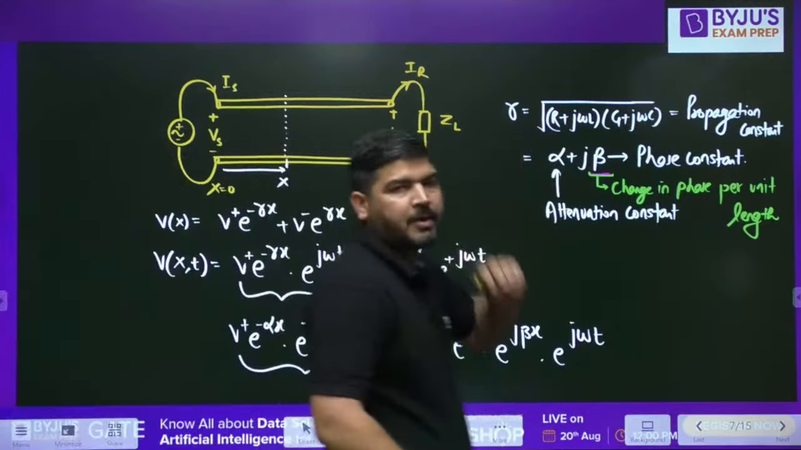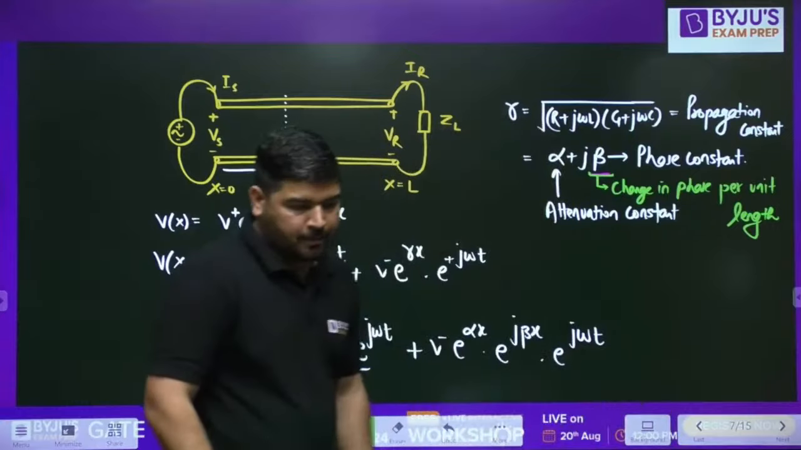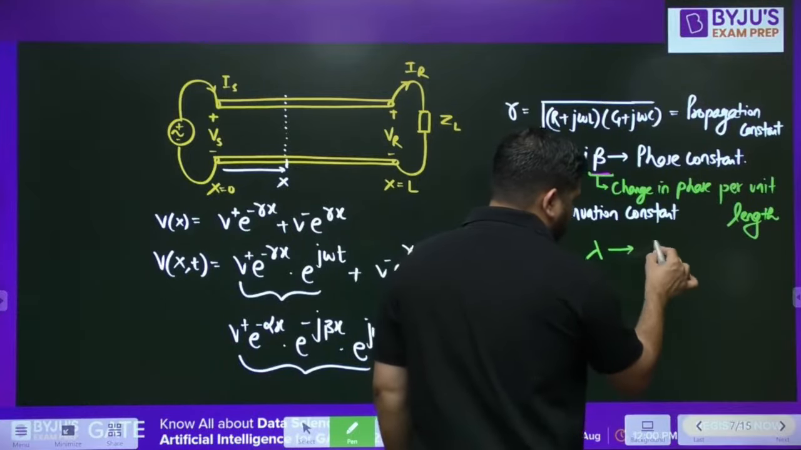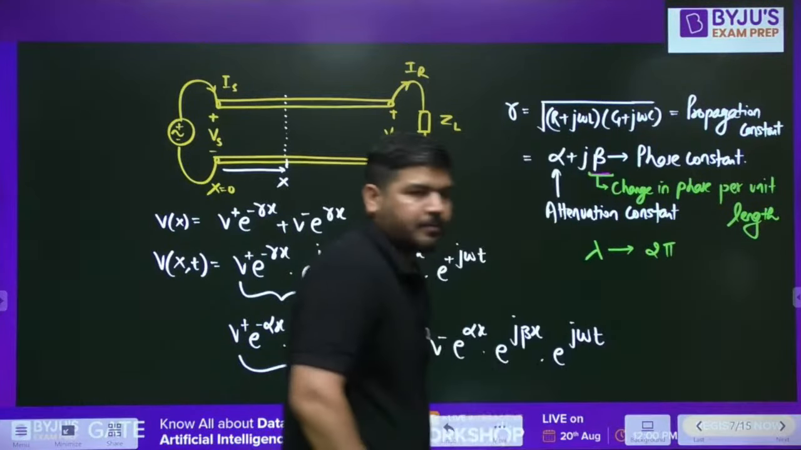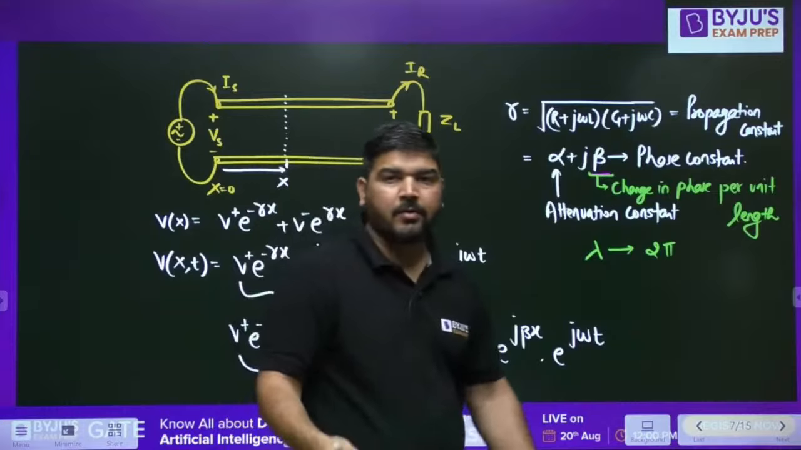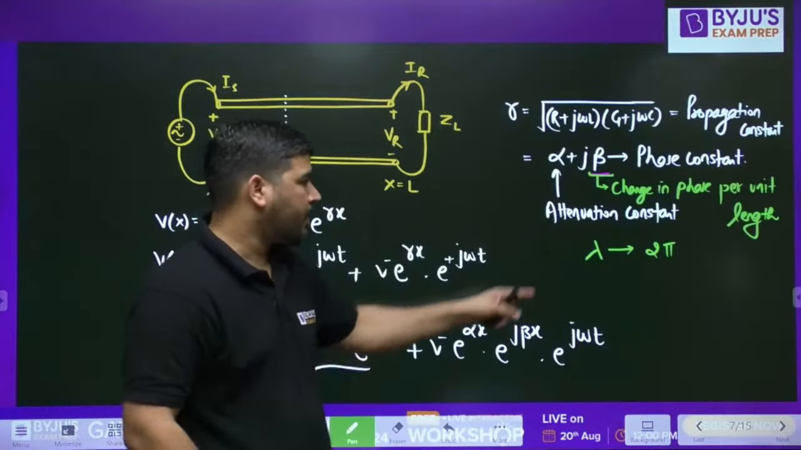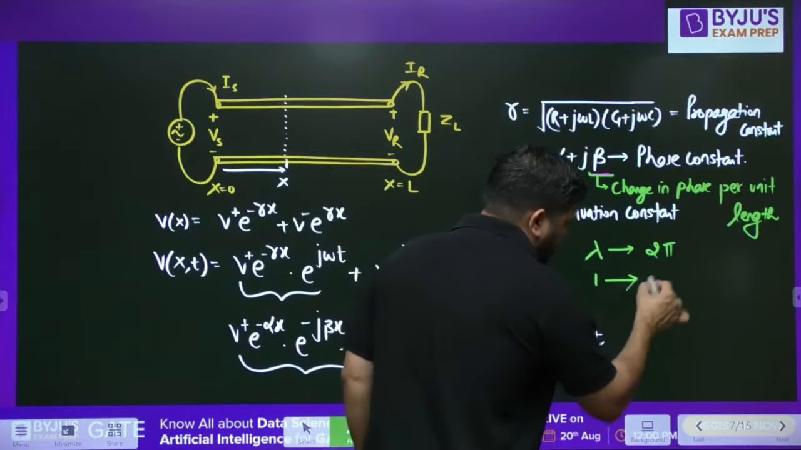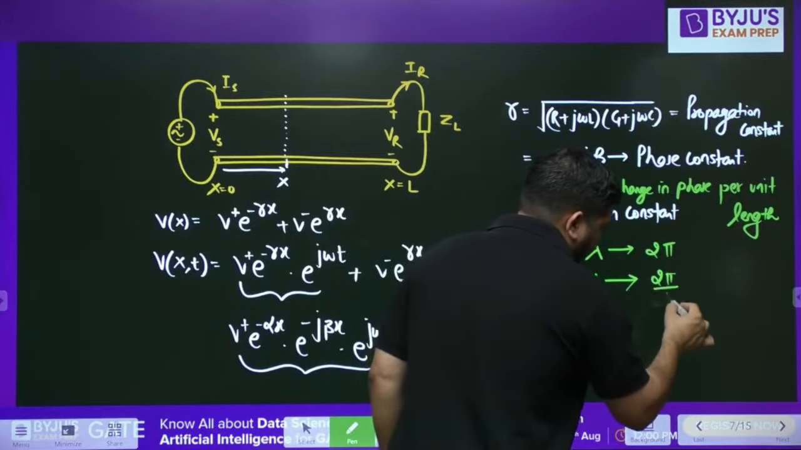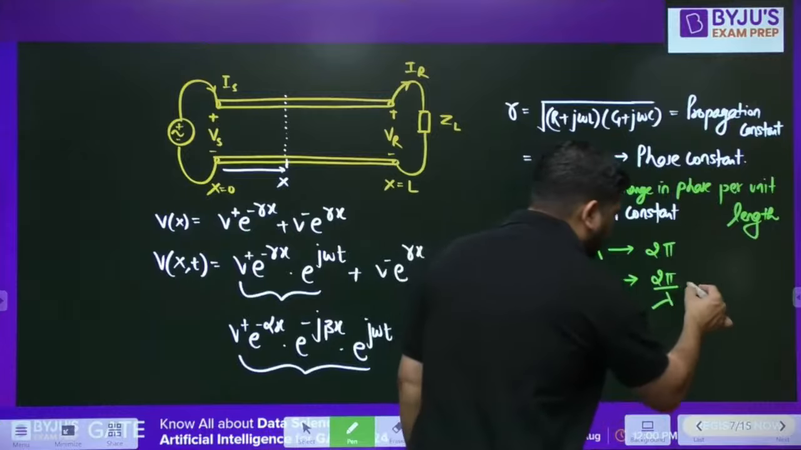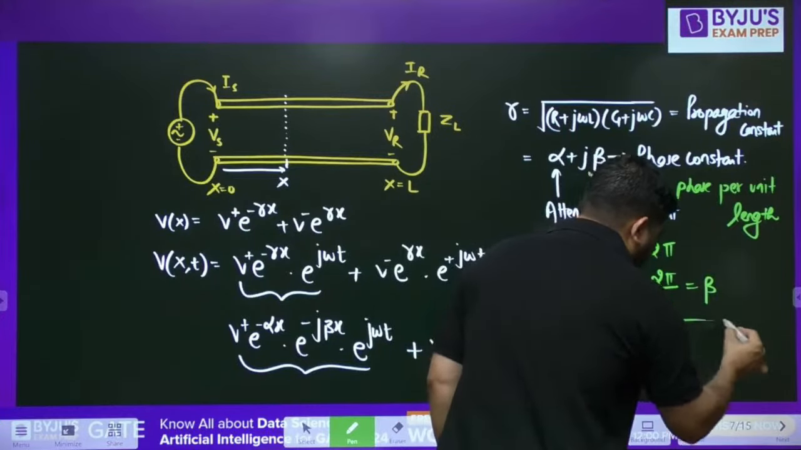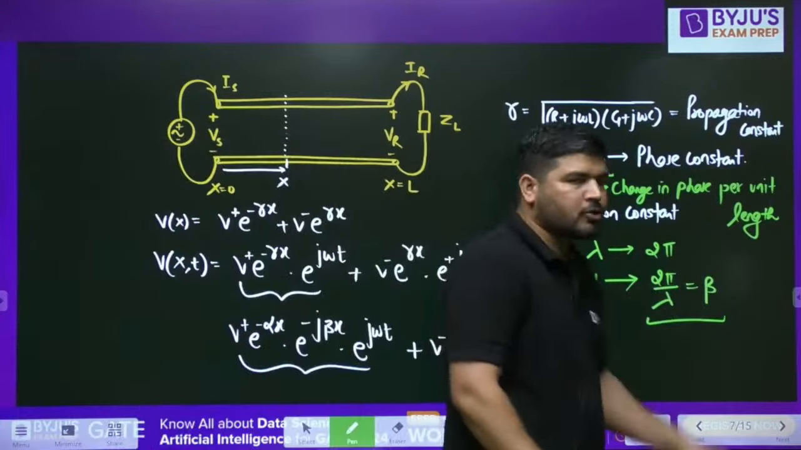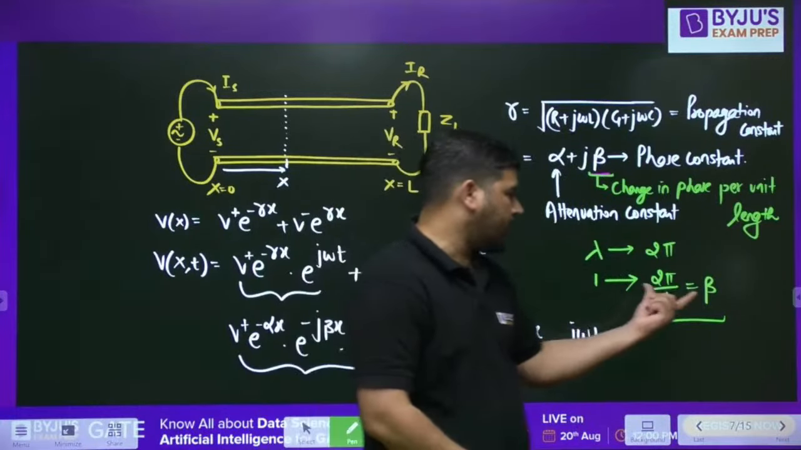Now how to calculate this beta? We know that in any wave, if you are moving a length lambda, then the change in phase is always 2 pi radian. Because if you are moving one wavelength, the change in phase is always 2 pi. If you are moving one unit length, then the change in phase will be 2 pi by lambda. So this 2 pi by lambda is called beta, the phase constant. I hope it is clear, everyone. So the phase constant beta is 2 pi by lambda, and this is how we are going to calculate it.